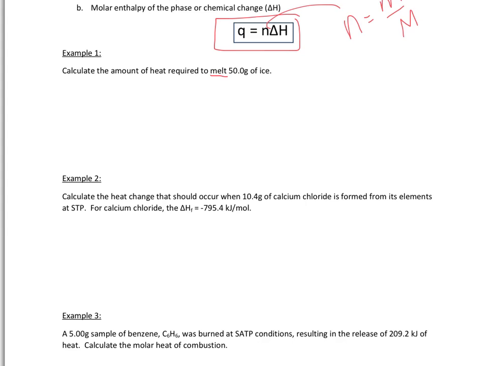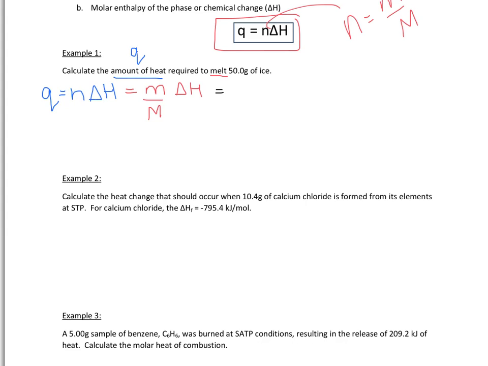This example is asking us to calculate the amount of heat, which is represented by the letter Q. And since we know we're undergoing a phase change, we're going to use Q is equal to N delta H. We also know from 2202 that number of moles is mass divided by molar mass, so we can change this to Q is equal to mass divided by molar mass times delta H. Likewise, you can calculate the number of moles off to the side and plug that into N delta H.